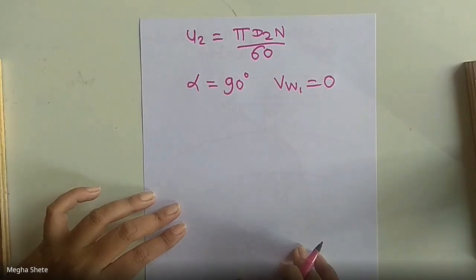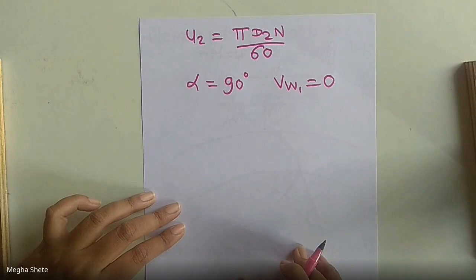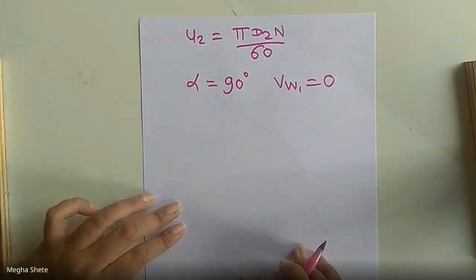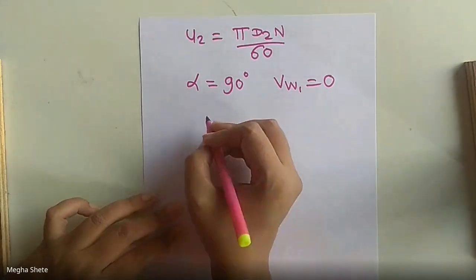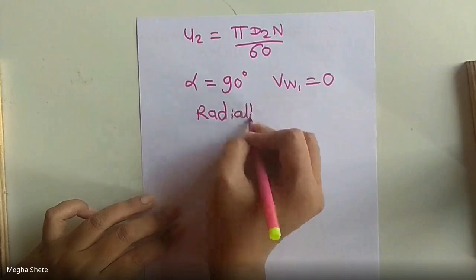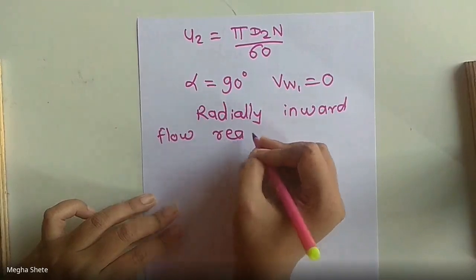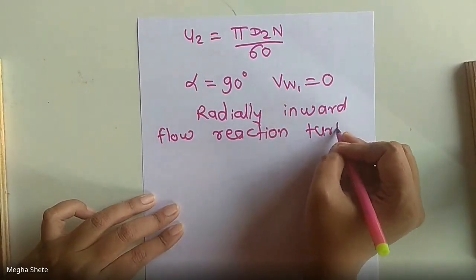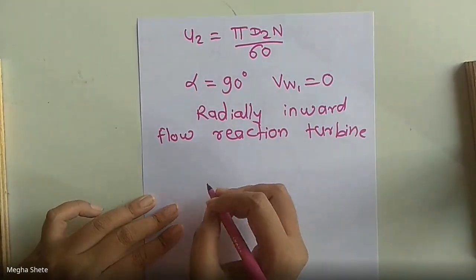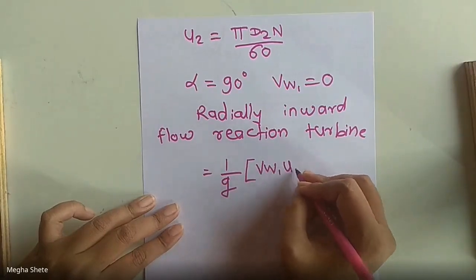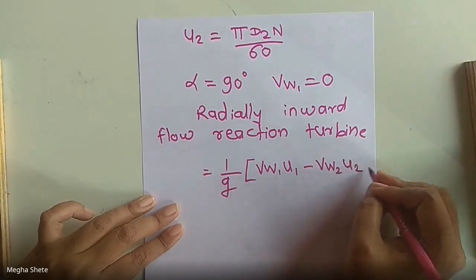A centrifugal pump is the reverse of radially inward flow reaction turbine. In case of radially inward flow reaction turbine, the work done on the runner per second per unit weight of the water striking per second is 1 by G into bracket VW1 U1 minus VW2 U2. We have seen this.